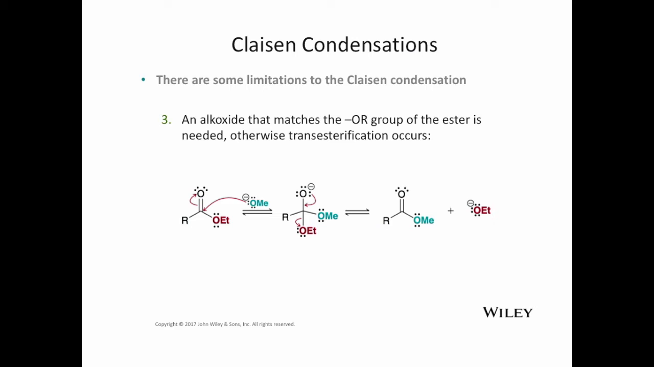Another limitation is that the base that you're using, which is typically an alkoxide, so OR, where R is an alkyl group, should match the OR group of the ester. Because if it doesn't, you'll get something called transesterification, which happens because in addition to forming the enolate, the alkoxide can also be doing this reaction in the background where it does a nucleophilic acyl substitution, and then you'll end up with some of the molecules having an O ethyl group and some having an O methyl. So it's much better if you just match your base to whatever the OR group is of your starting ester.